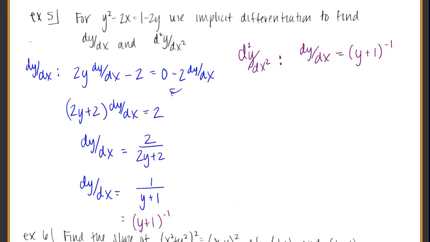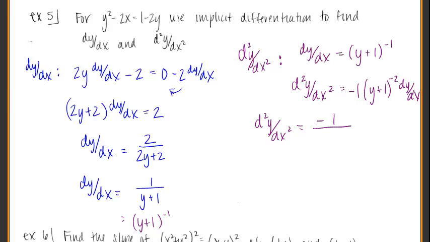So when we go in there and take the second derivative, we're taking the derivative on the left. So d squared y over dx squared is going to equal negative 1 times your base to the power minus 1, and then times the derivative of the base, which is dy dx. Okay, so d squared y over dx squared is going to equal a negative 1 over y plus 1 squared, and then times dy dx.